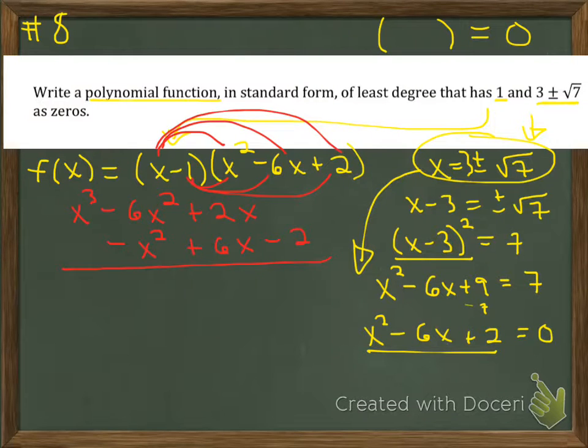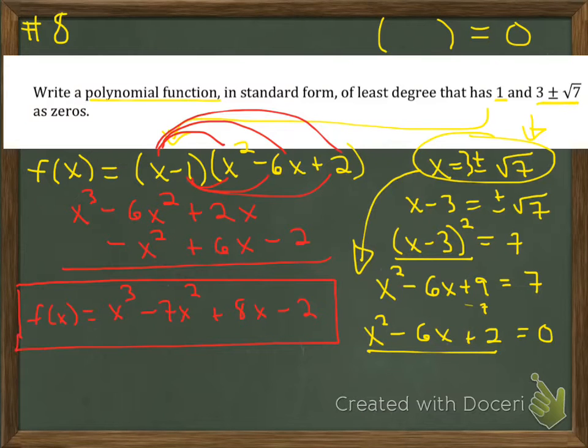We add those up, we'll have f of x equal to x cubed, negative 6 minus 1, so negative 6x squared minus x squared. It's going to get us a minus 7x squared. 2x plus 6x will give us 8x and minus 2. And that is our final answer. That is our polynomial. It's in standard form. Good to go.